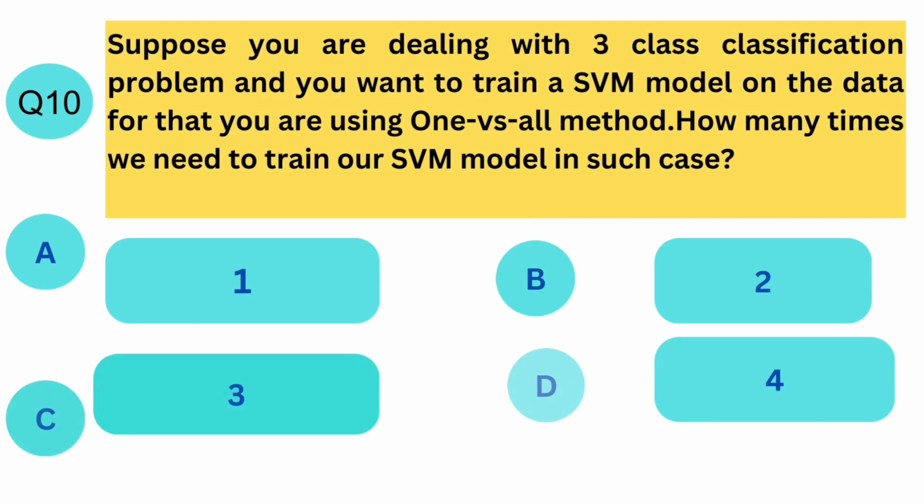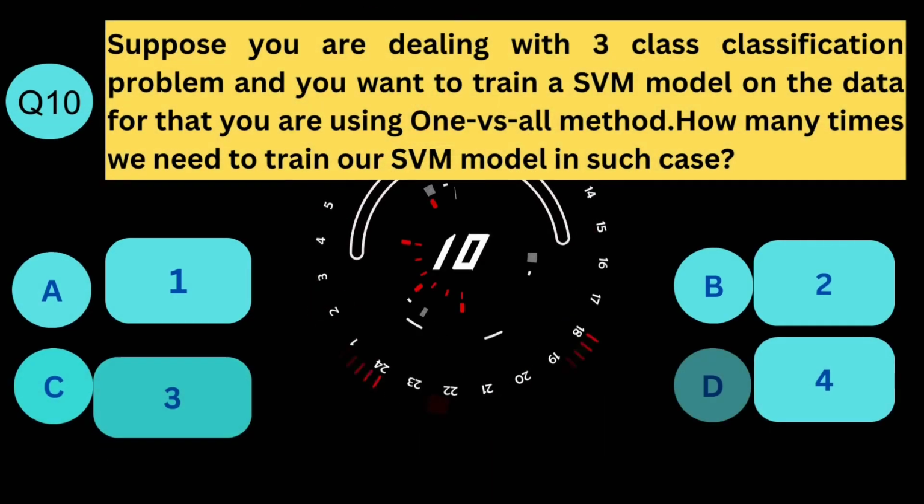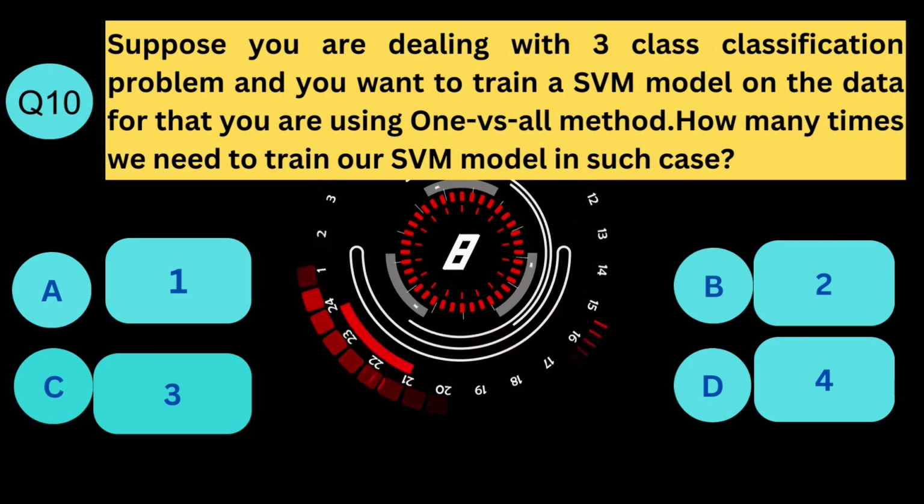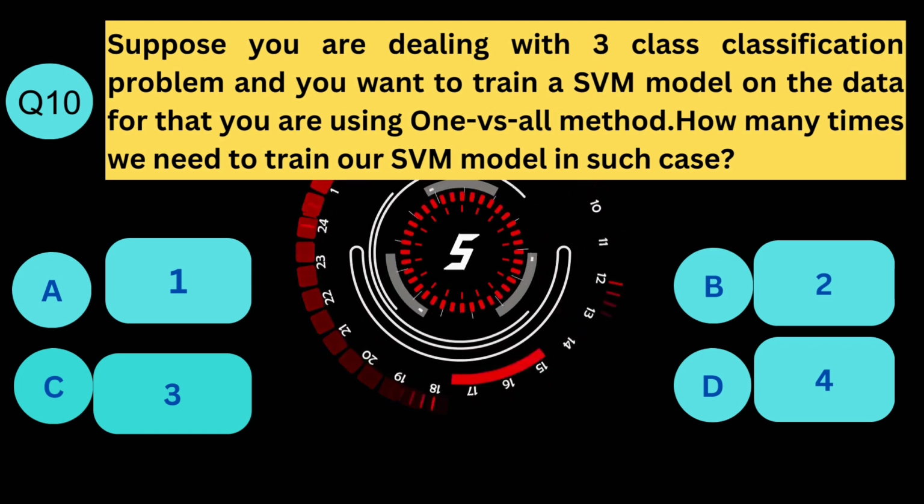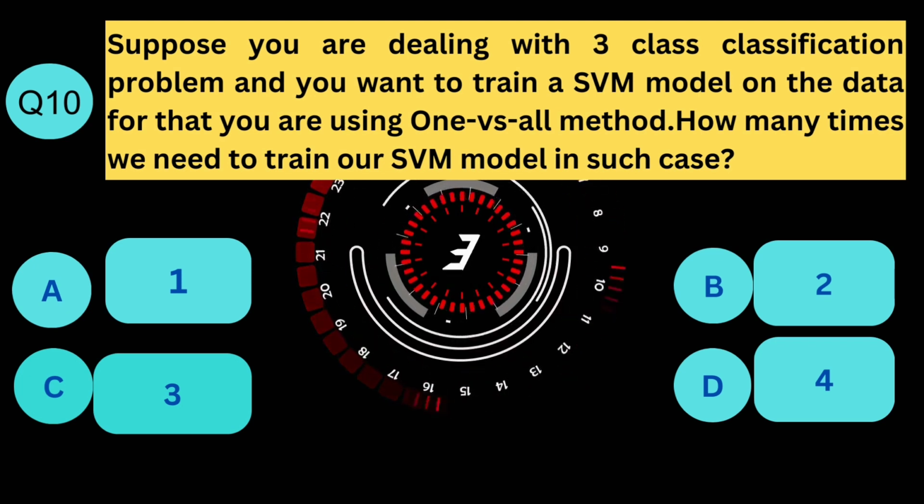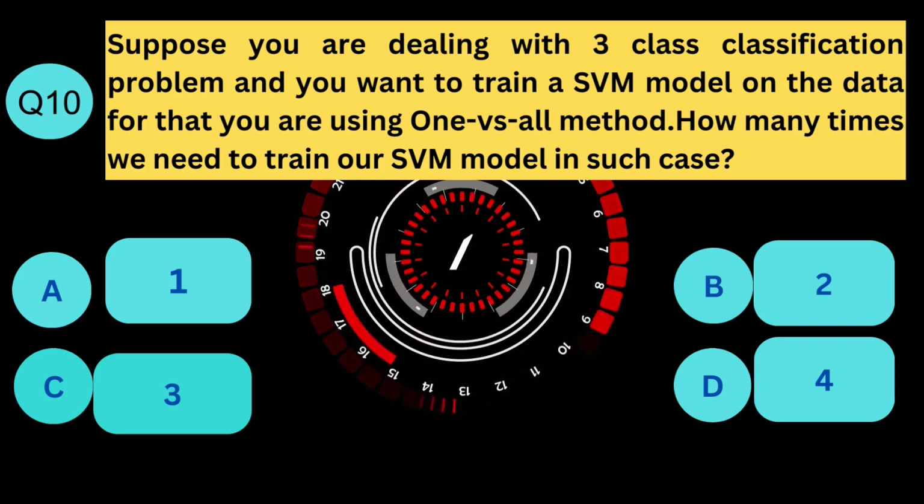Question 10. Suppose you are dealing with three-class classification problem and you want to train a SVM model on the data. For that you are using one versus all method. How many times we need to train our SVM model in such case? A. 1. B. 2. C. 3. D. 4.